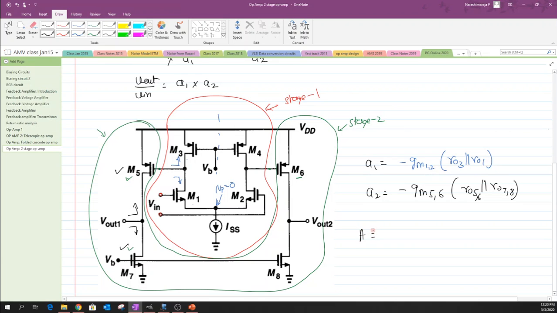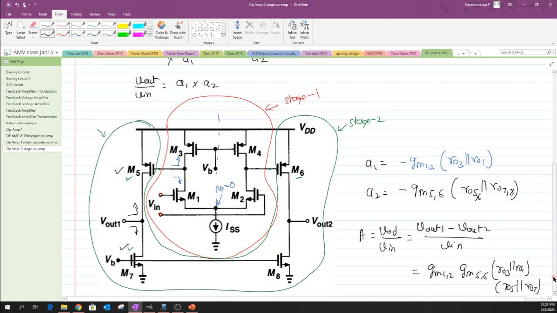Now the total gain that we would get can be written as the differential output, which I write as VOD, divided by the differential input, which in this case is referred to as Vin. This VOD is nothing but Vout1 minus Vout2, divided by Vin. That quantity is just the product of these two things, so we end up having Gm1,2 into Gm5,6 into the output impedances, which is RO3 in parallel with RO1 into RO5 in parallel with RO7.